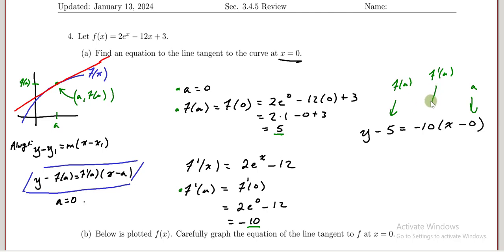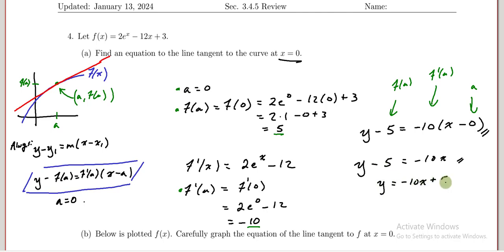If we were finding the equation of a tangent line at a different point, we would have to find these different three components, but the overall structure would be the same. So I'm fine with you leaving your answer this way. I'm going to take it one step further and write it this way. I'm also fine with you leaving your answer this way, but it is customary to put your answer into y equals mx plus b form.